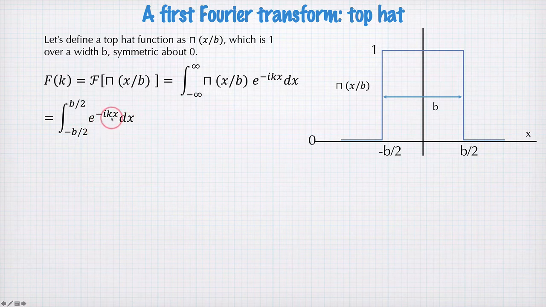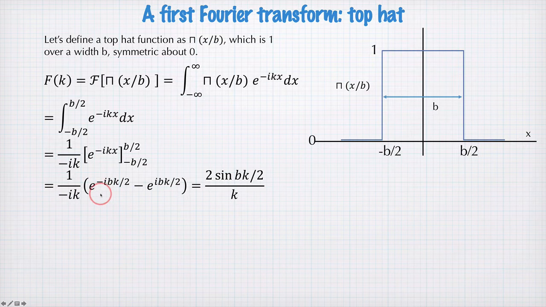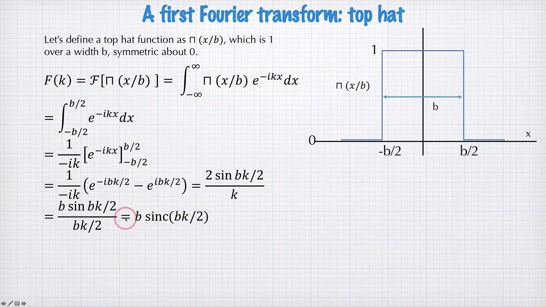This is just the integral of an exponential, because negative i k is a constant, x is our variable, so the integral looks like this, which we can expand to give a sine function. The difference of these two exponentials here and the factor of i out the front give us a sine function. We can continue to rearrange this a little bit by multiplying top and bottom through by b and taking this factor of 2 to the bottom to write it as a sinc function, where sinc is defined as sine x divided by x, or sine k divided by k. So the Fourier transform of a Tophat is a sinc function.